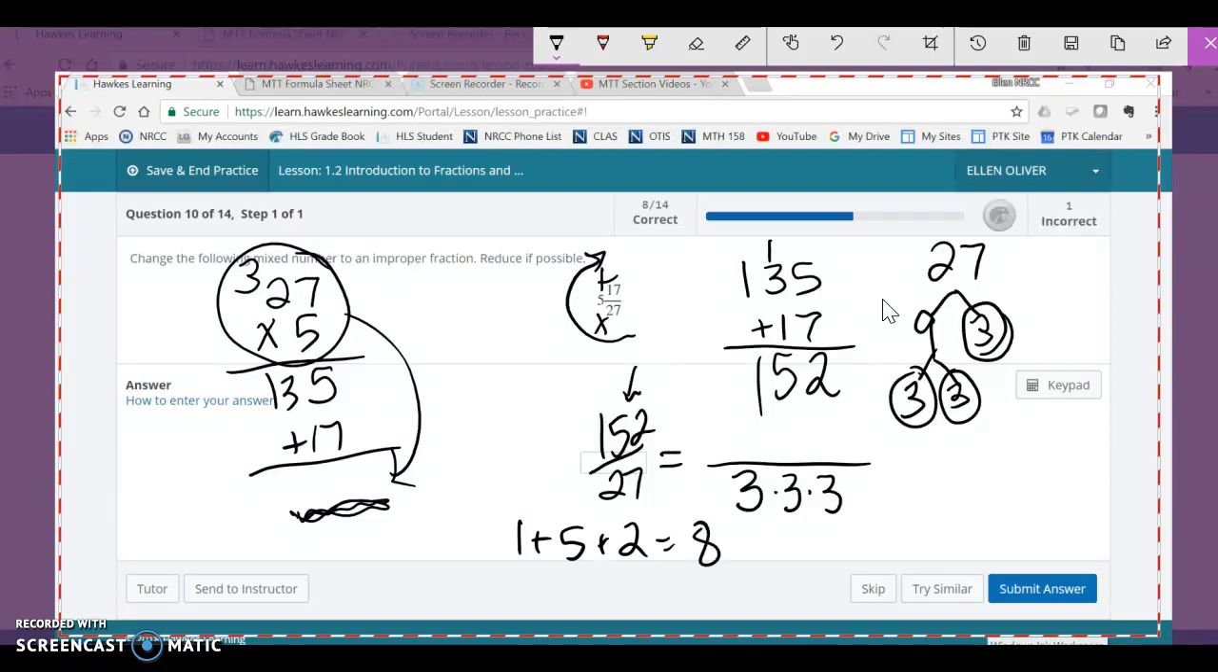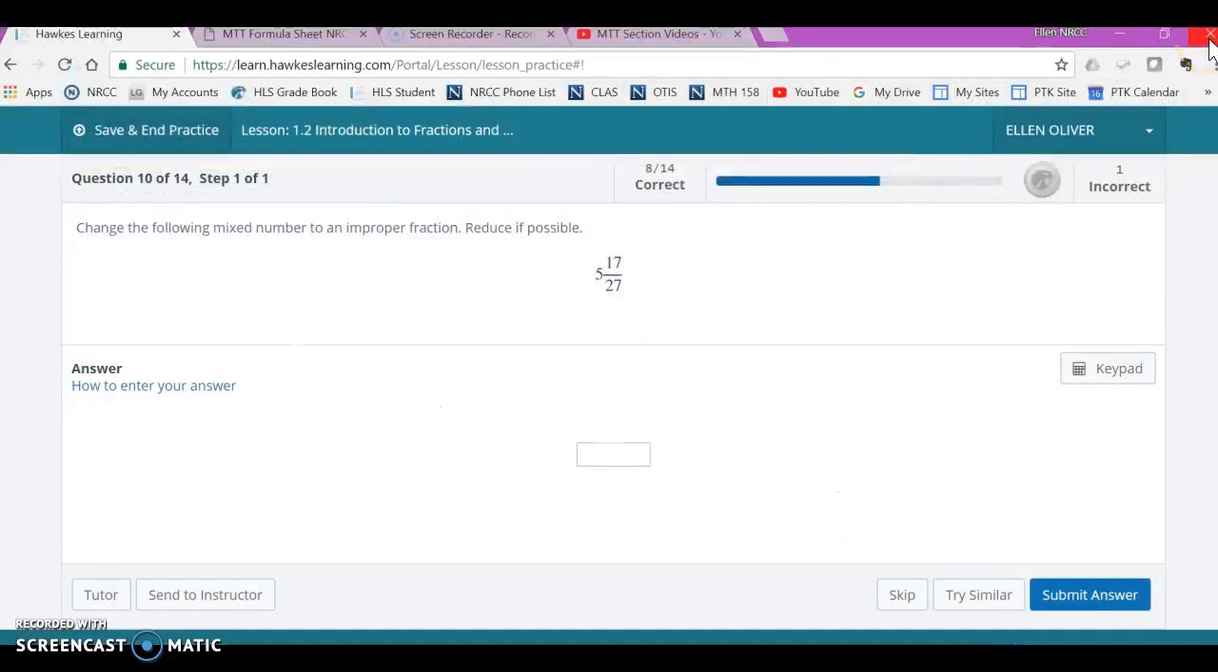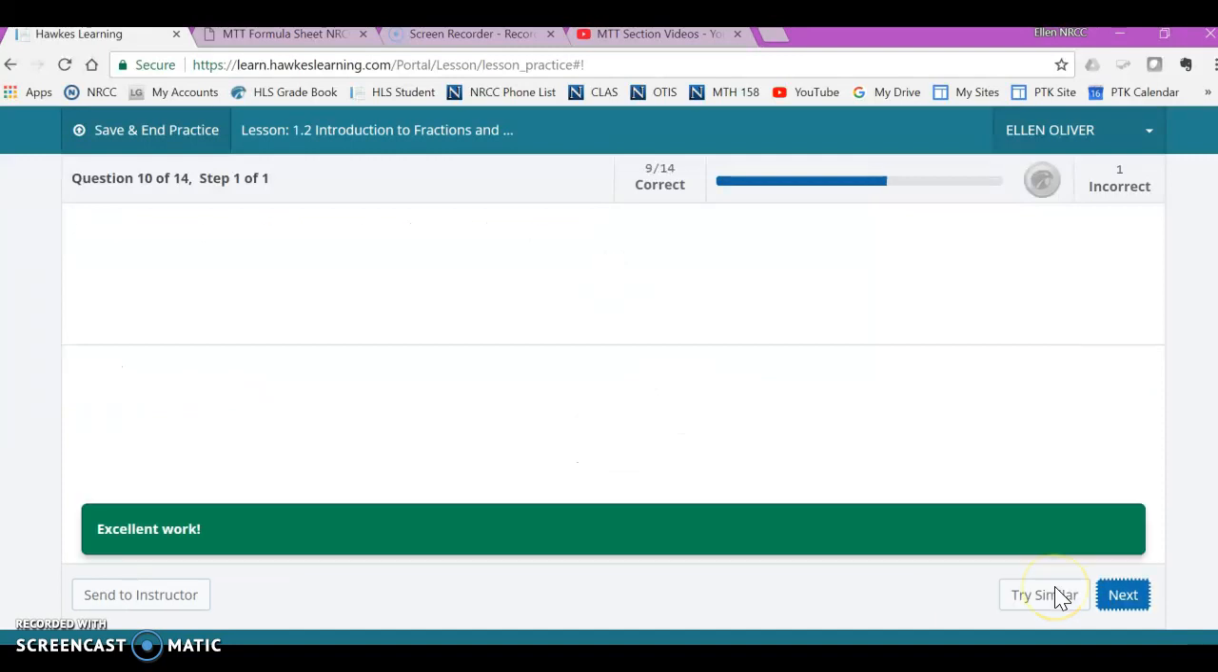6 plus 2 is 8. And if 3 goes into this number, then 3 does go into that number, and I would need to do some long division. However, since 3 does not go into 8, 3 does not go into 152, so I can stop right there and know that this is in lowest terms. So let me go back and enter 152 over 27. And again, I know I'm going fast. Stop and rewind all you want.